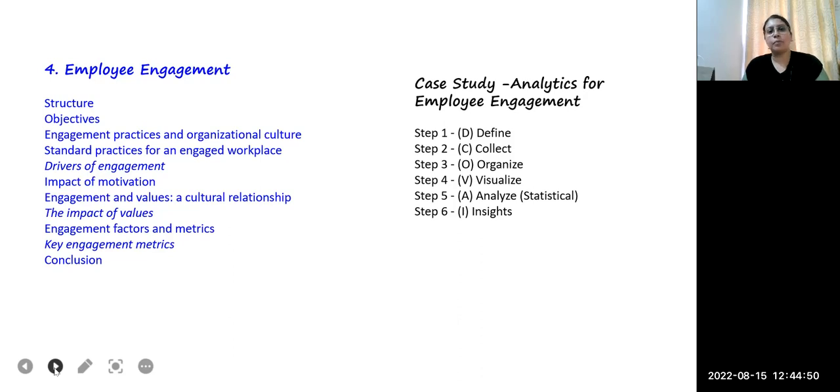The fourth chapter is on employee engagement, and here we look at engagement practices and organization cultures, standard practices for an engaged workplace, engagement and values. Engagement metrics. So everything that is required for a people manager to understand employee engagement. And in the case study, we look at solving a real life analyzing employee engagement using a data set, using Excel, using Decova and I.